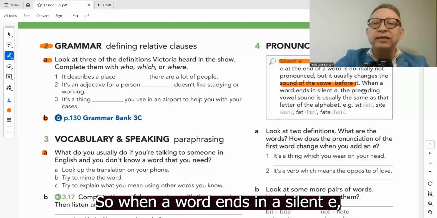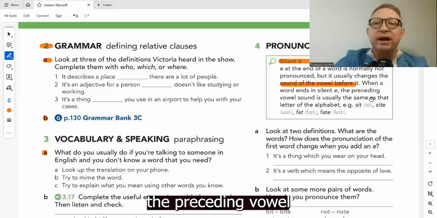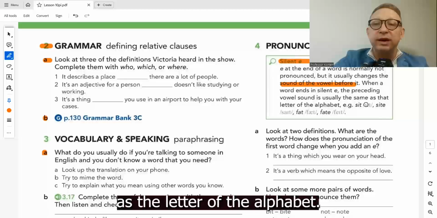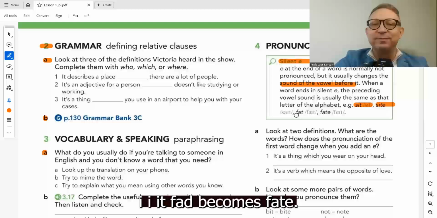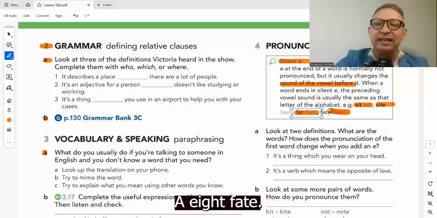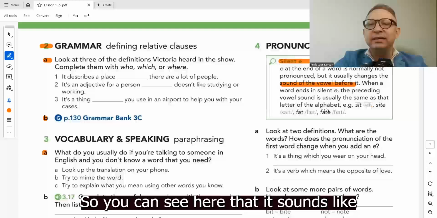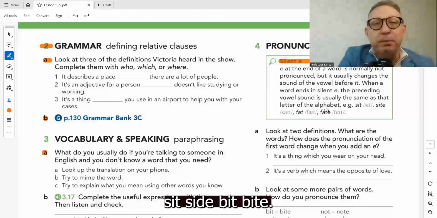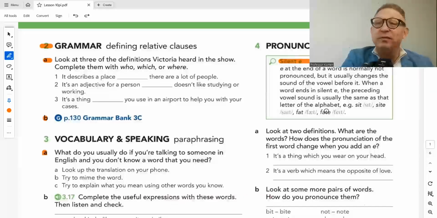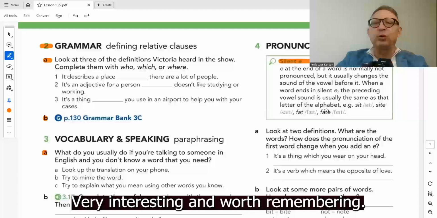So when a word ends in a silent E, the preceding vowel is usually the same as the letter of the alphabet. So sit becomes site, ite. Fat becomes fate, ate, fate. So you can see here that it sounds like the name, its name. Sit, site, bit, bite. Very interesting and worth remembering.